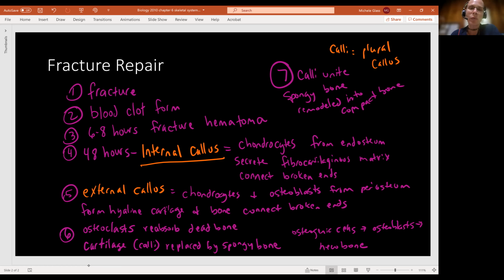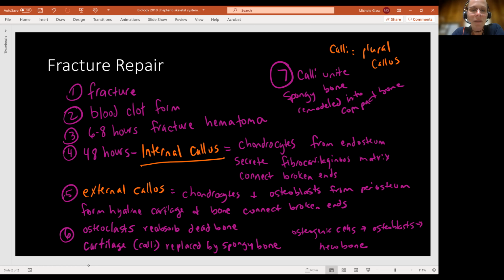So let's go through it again. Step 1 is, of course, fracture. So bone breaks. Step 2 is blood clot formation, leading within 6 to 8 hours to what's called the fracture hematoma. So step 3 is the formation of the fracture hematoma. Within 48 hours, we see the formation of the internal callus. So this is deep. This involves cells of the endosteum. So we make a fibrocartilaginous matrix connecting the ends. So that's not bone, that's cartilage.